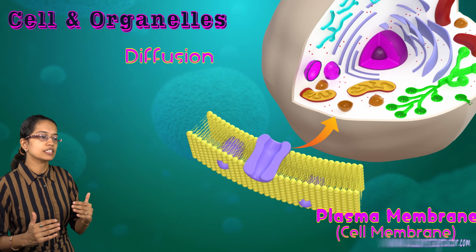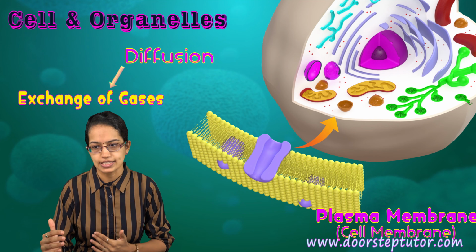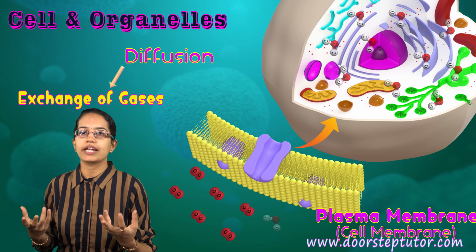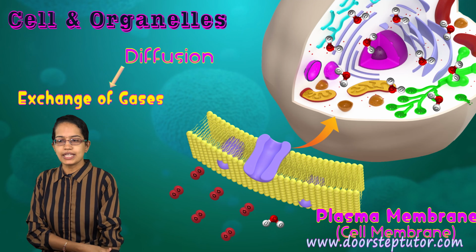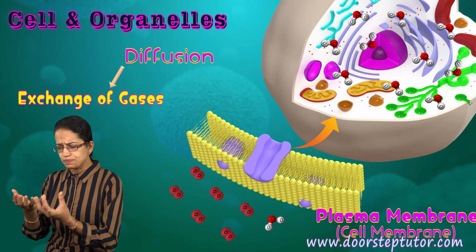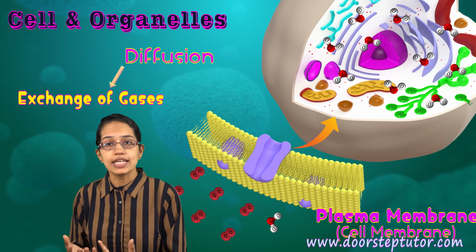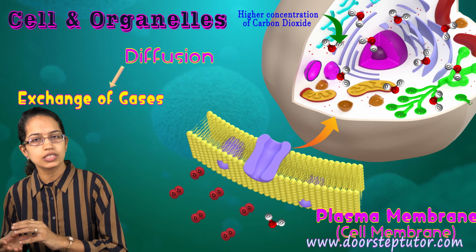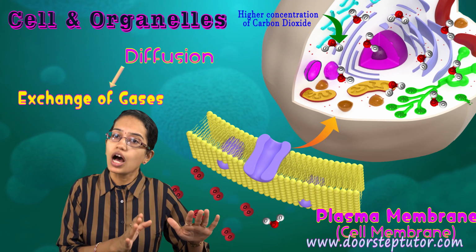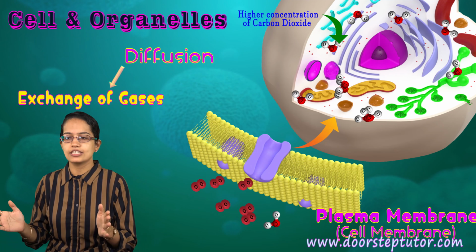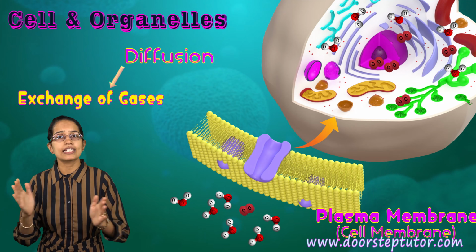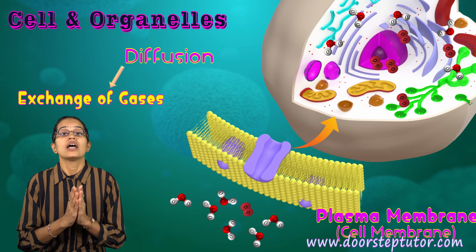Diffusion, when I say, is usually the exchange of gases. What actually happens is the movement of carbon dioxide and oxygen, which is very, very important. The cell inside has a much higher concentration of carbon dioxide in contrast to the outside, and as a result you have diffusion of gases that takes place, and that leads to exchange.